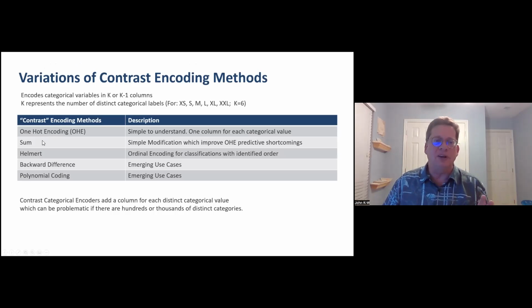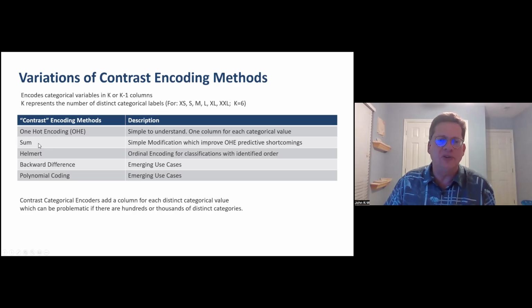So if you want to look at some of these others, you can look ahead further down the slide deck, or you can take a look at the Google Colab to see how some of these are calculated. With each of these, you're going to notice that they're a contrast encoding method, which means that they have K or K-1 columns, one column for each distinct label within the categories.